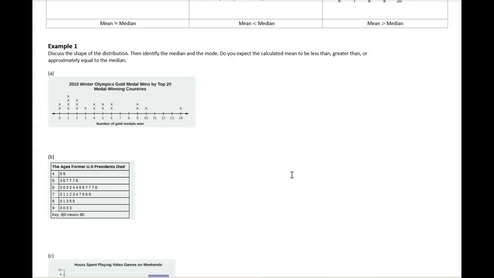So this first one is the 2010 Winter Games gold medal wins by the top 20 medal-winning countries. Notice, because I have this peak here at 1 and this tail down here, I would say that this is skewed right. Since there are 20 countries, we would want 10 to be in each of the halves. So we already said this is the mode.